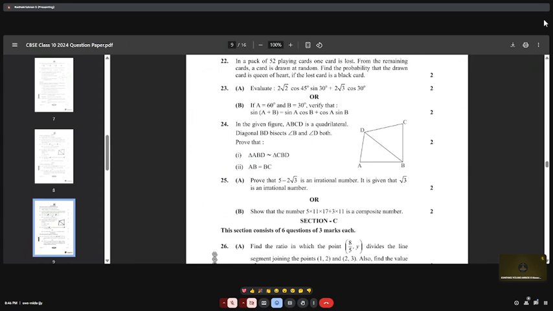22. In a pack of 52 playing cards, one card is lost. From the remaining cards, a card is drawn at random. Find the probability that the drawn card is Queen of Hearts if the last card is a black card. So how can we determine the probability in this case? One card is lost. Okay, so how many cards are remaining if one card is lost out of 52? 51 will be remaining, right? So in that 51, is the Queen of Hearts there or not?